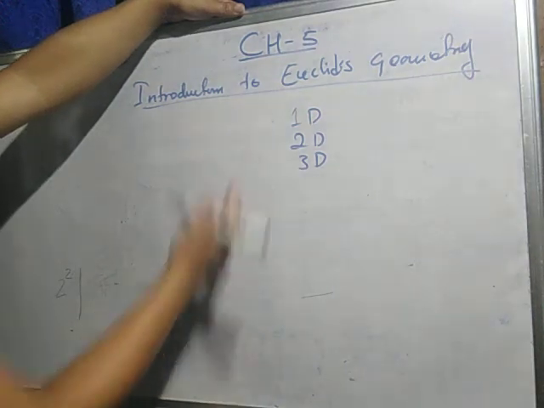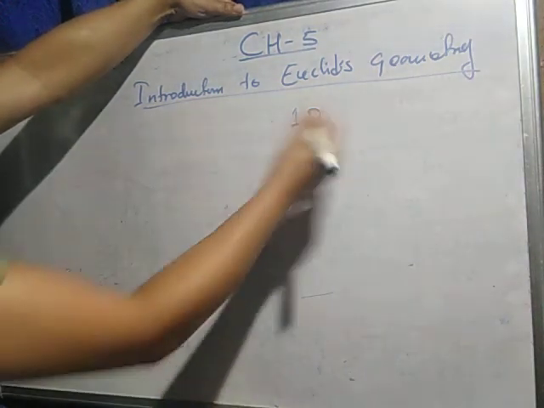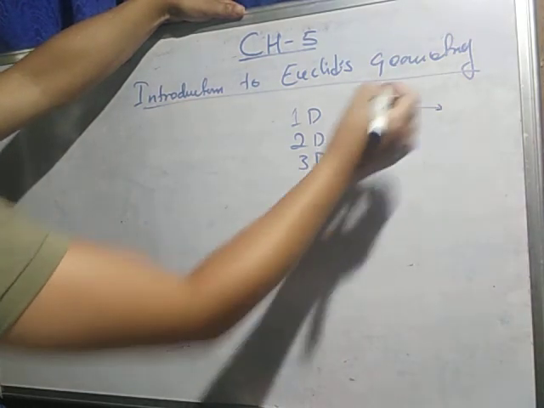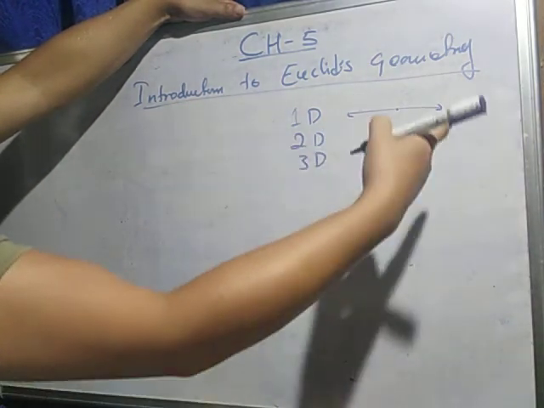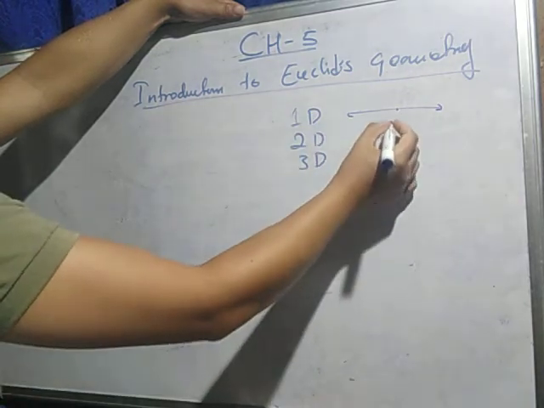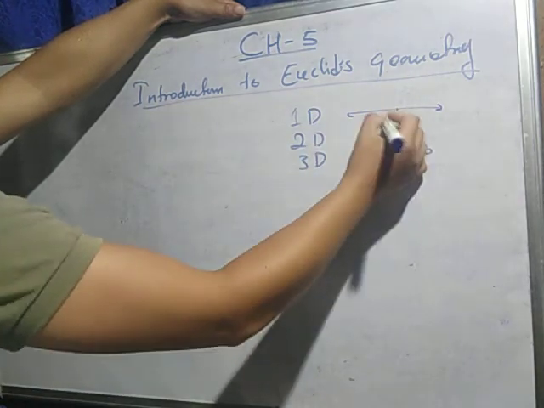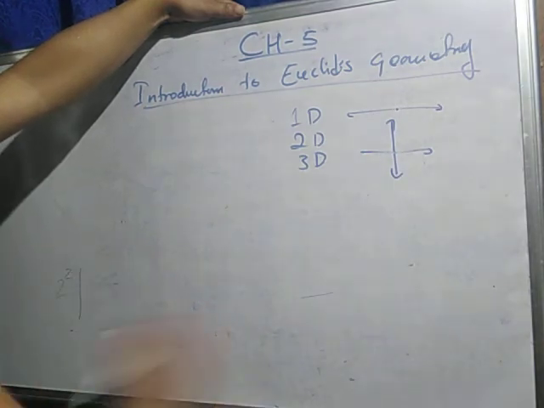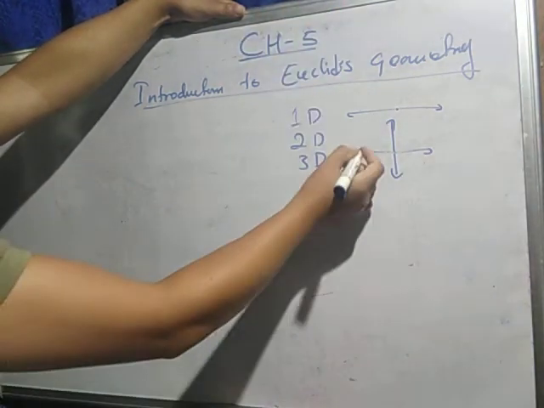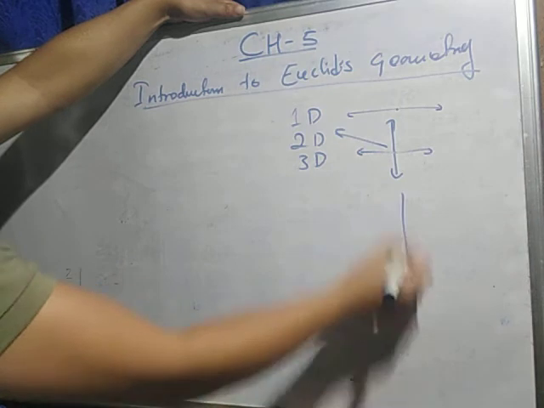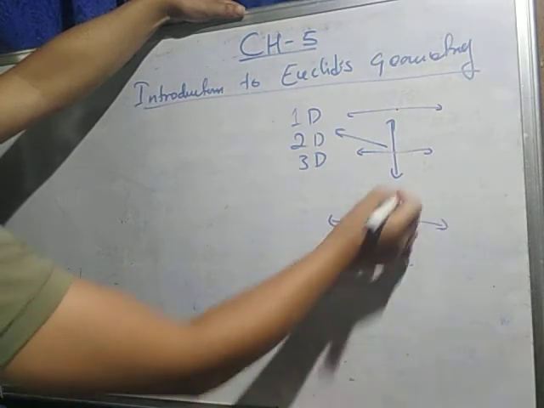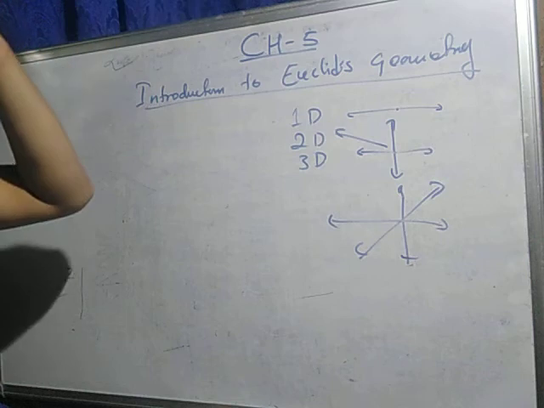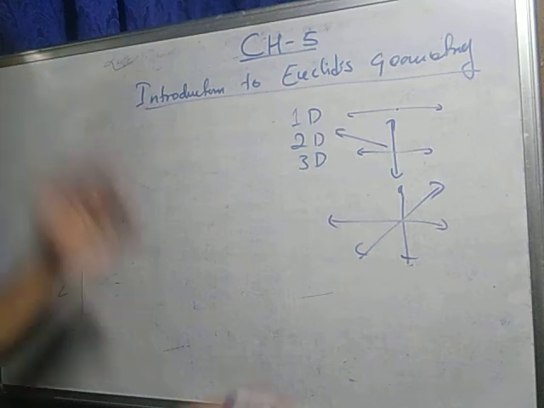It is a very interesting chapter. 1D means only length or breadth, one dimension. Next, 2D, if you have length and breadth, like this blackboard, it has length as well as breadth, so this is your 2D. And 3D, if I draw length, breadth and height, then this is your 3D. 3D movie, you know, isn't it?